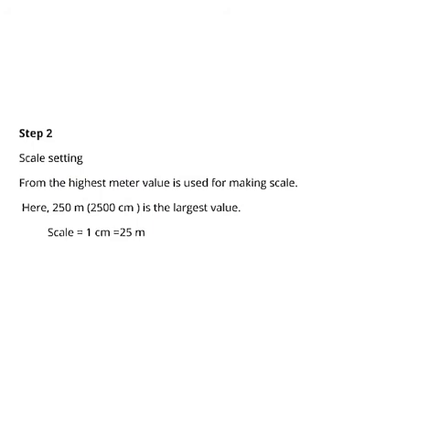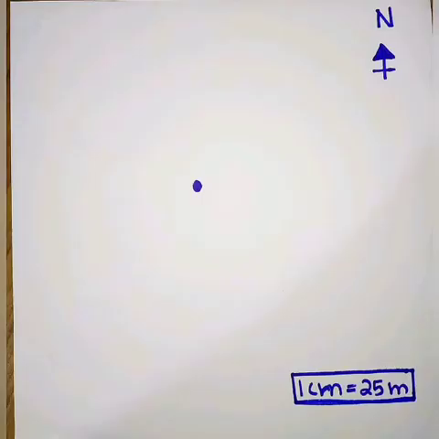After converting all the values into meters, we have to do the scale setting. Step 2 is scale setting. For that, the highest meter value is used for making the scale. Here, the highest value is 250 meters, that is 25,000 centimeters. So the scale is 1 centimeter equal to 25 meters. Step 3, finally, the map drawing.